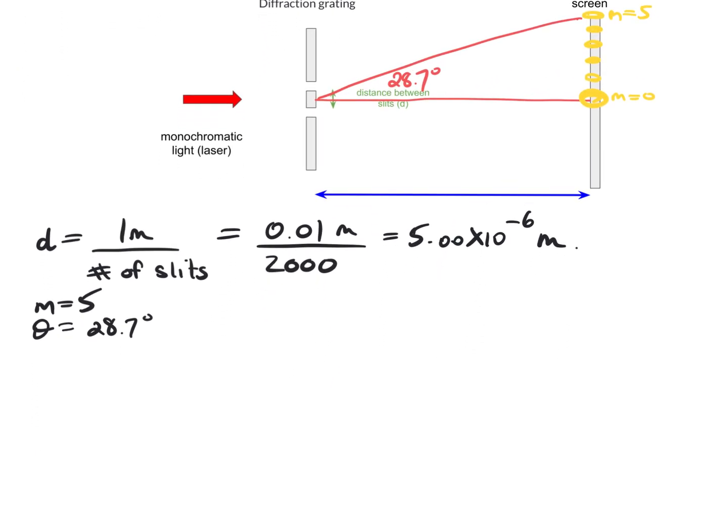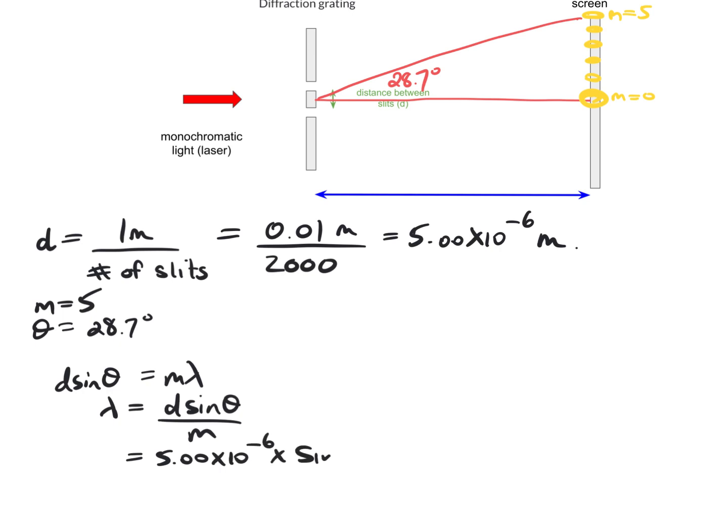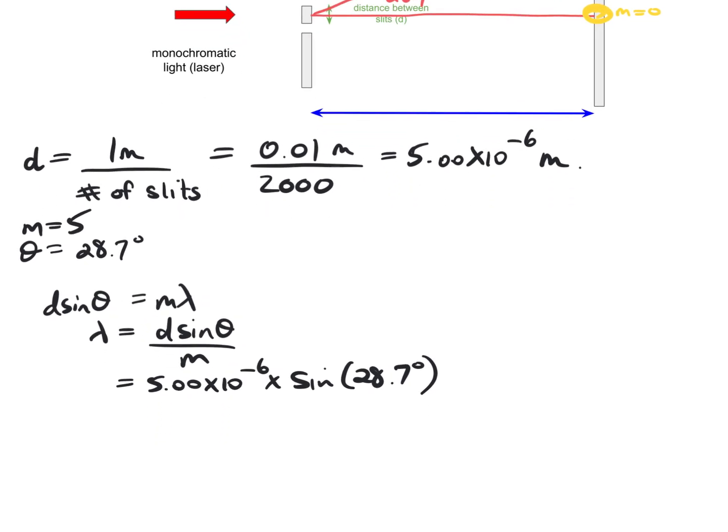So we can just use our path difference formula, which says that d sine theta equals m times lambda. Rearrange to find lambda, divide both sides by m, and substitute our values in. So we have 5.00 times 10 to the power of minus 6 times the sine of the angle, make sure your calculator's in degrees, and divide by the order of the bright spot, which is 5. So our answer is 4.8 times 10 to the power of minus 7 metres, but remember it's handy to answer in nanometres. Dividing that by 1 times 10 to the power of minus 9 gives us 480 nanometres.